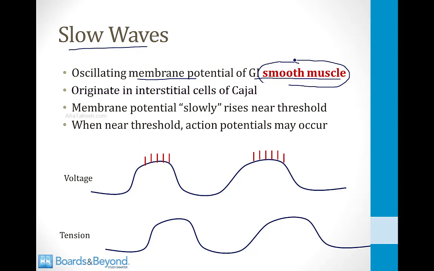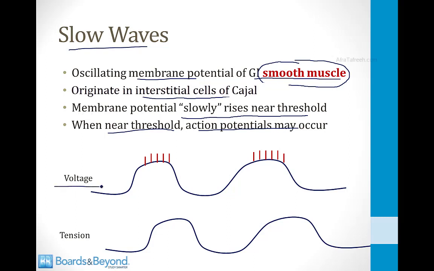Slow waves originate in cells called interstitial cells of Cajal. These are sometimes called the pacemaker cells of the intestine, and these cells initiate a fluctuation in the membrane potential of smooth muscle cells. What will happen is the membrane potential will slowly rise to become near threshold for depolarization. When it's near threshold, action potentials can occur and cause contraction of the smooth muscle. And in this way, slow waves help to regulate the contraction of smooth muscle cells in the wall of the GI tract.